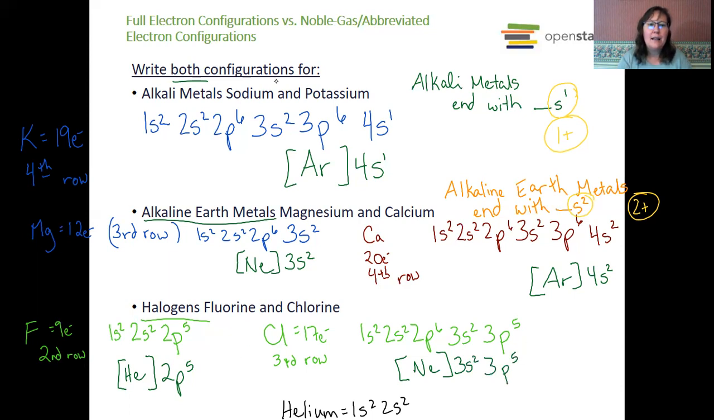So you can see here that our halogens always end with a P5. And see how here you have 7 valence electrons. Chlorine only needs one more to get to argon. So that is why they tend to form this 1- charge.